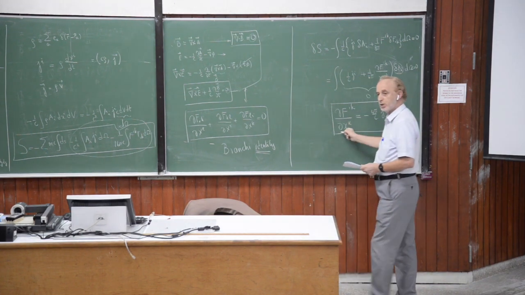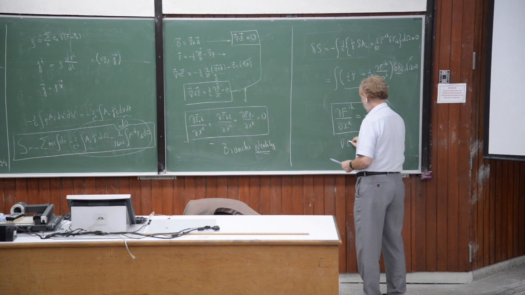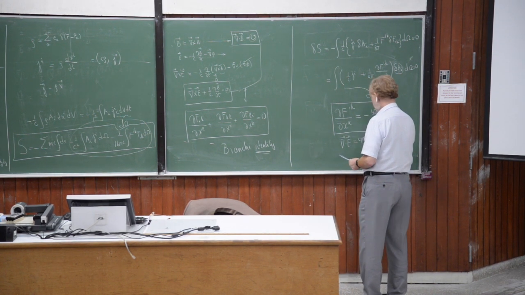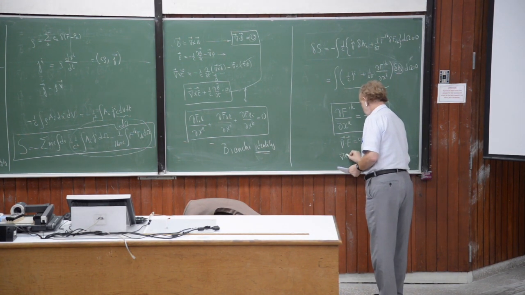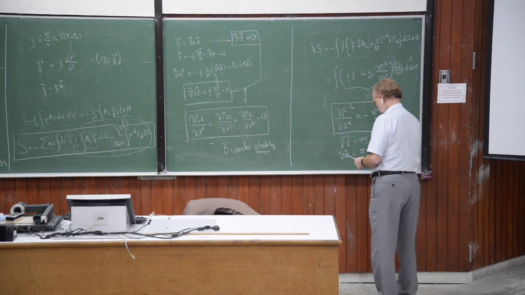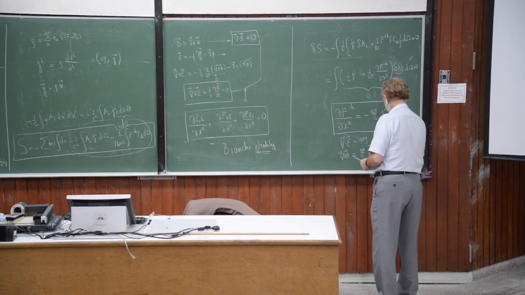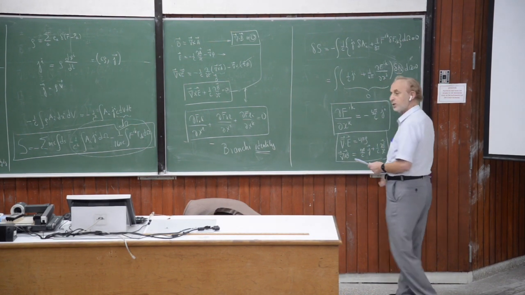And if you do the time and space components of this, you will find that the divergence of E is 4πρ in CGS units. Excuse me. And the curl of B is equal to 4π over c J plus 1 over c dE/dt. Please go ahead and do it.